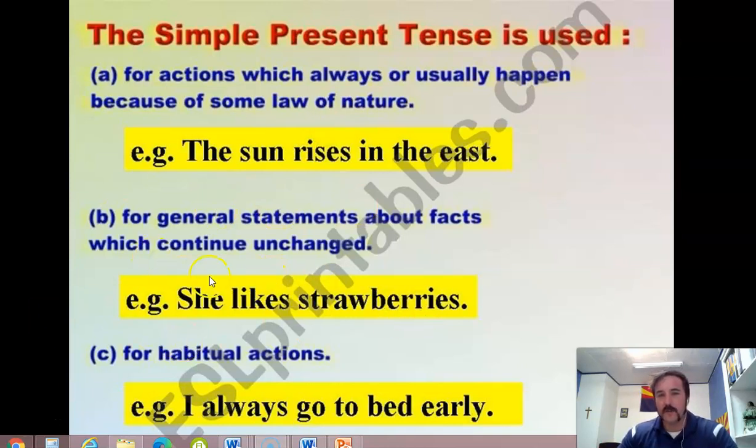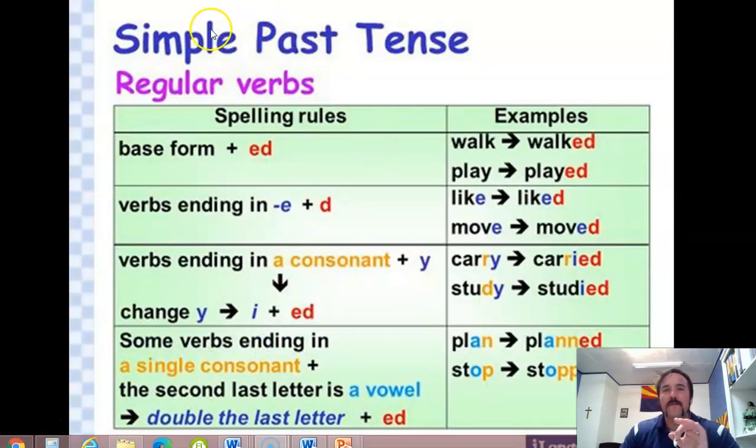She likes strawberries. Whoever did something, she. What does she do? She likes. For habitual actions, okay? So I always go. What do? I go. Okay, that's all present tense verbs. Notice you don't see a single ed. That's going to be the biggest clue to figuring out past tense verbs.